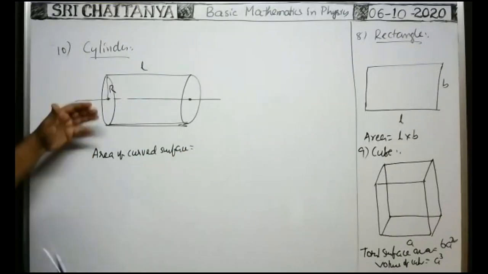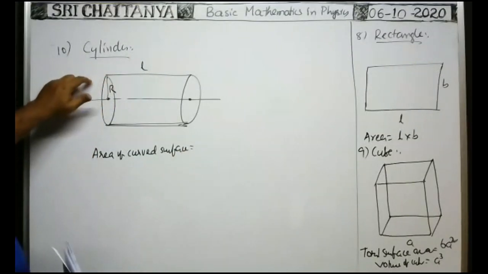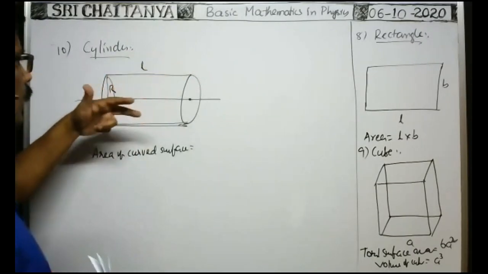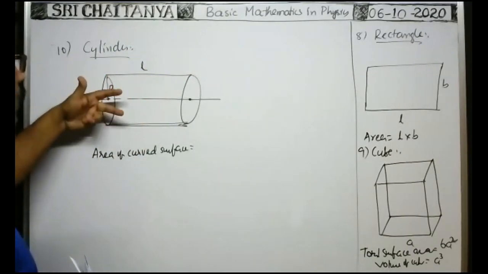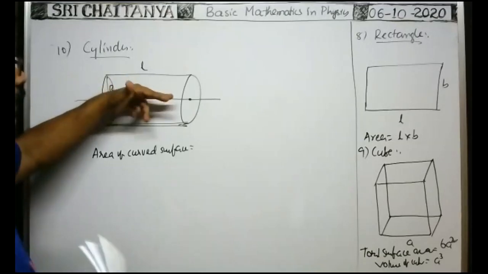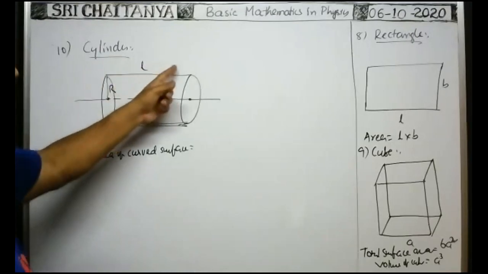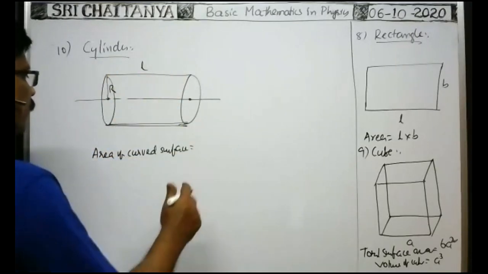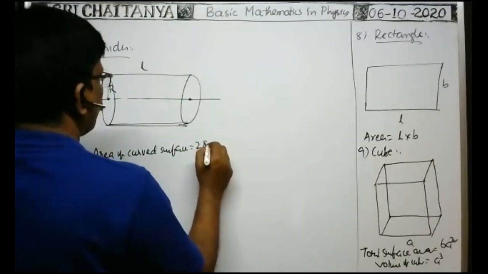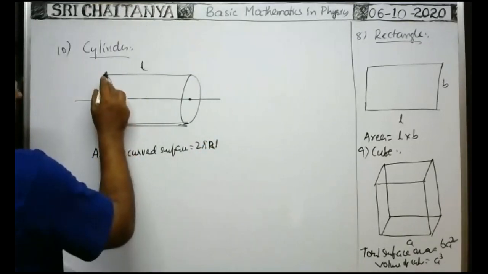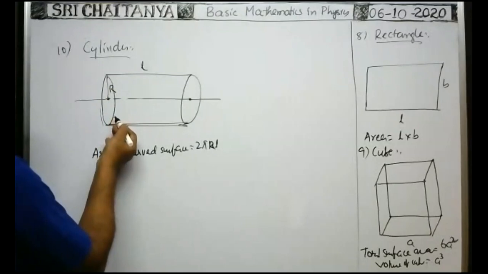For the curved surface of the cylinder, just see, what is the circumference? 2 pi r is the circumference and the length is L. Suppose it is a hollow cylinder. You cut the hollow cylinder like this and open it. When you open it, this length becomes 2 pi r, and this length is L. Then the area of the curved surface is 2 pi r into L. So 2 pi rL is the area of the curved surface. Of course, the area of the flat surface is pi r square, you know.